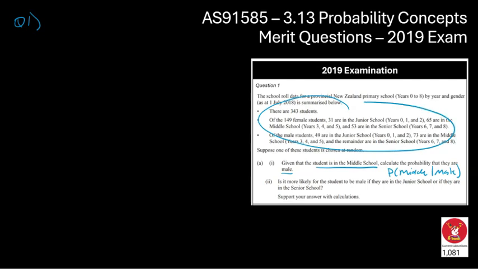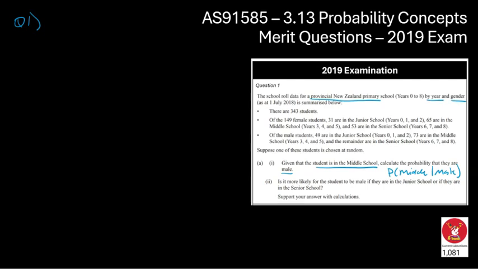We've got a whole bunch of information here. So the first port of call is trying to figure out what tool I want to use. Is it a tree, a Venn diagram, a two-way table, maybe some formulas? Let's have a look into the question. We've got some school roll data from a provincial New Zealand primary school, and they've got some data by the year and the gender.